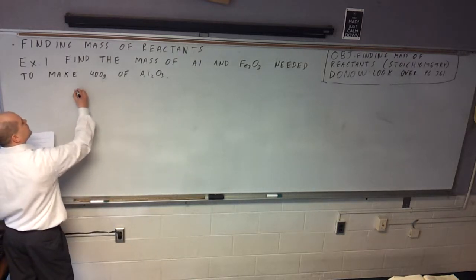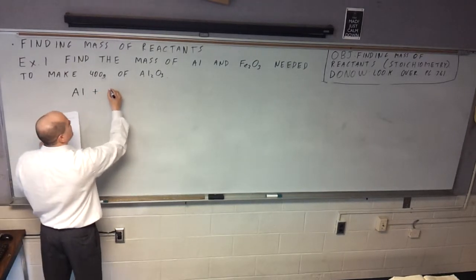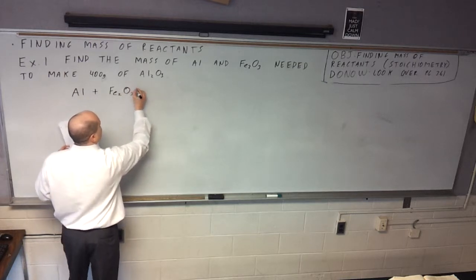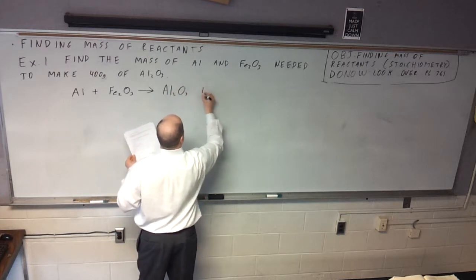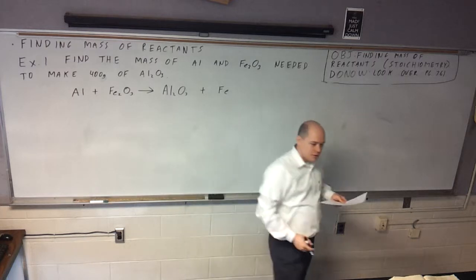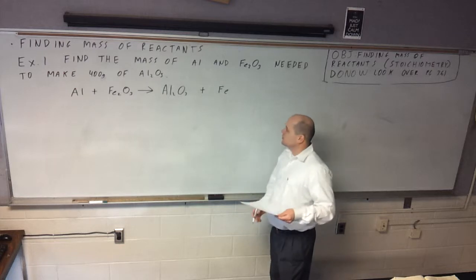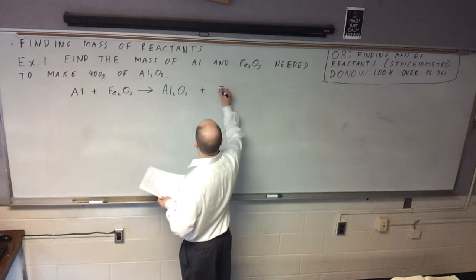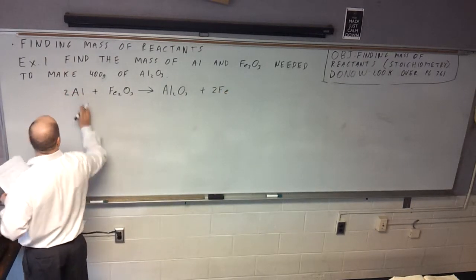And here's the reaction. It's going to be aluminum plus Fe2O3. It's going to produce aluminum oxide and iron metal. Now, as we go along, obviously all this stuff builds off the earlier stuff, so first thing we got to do is what? Balance it. Otherwise, we're just going to end up thinking we need the same number of moles of everything. So we'll balance this. That's it. It's done.